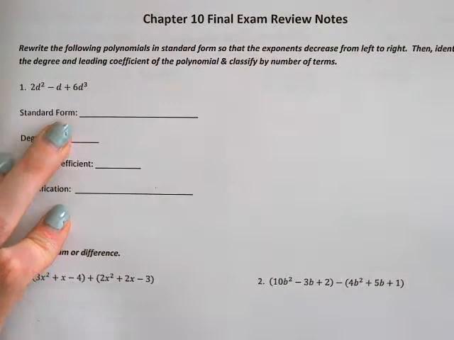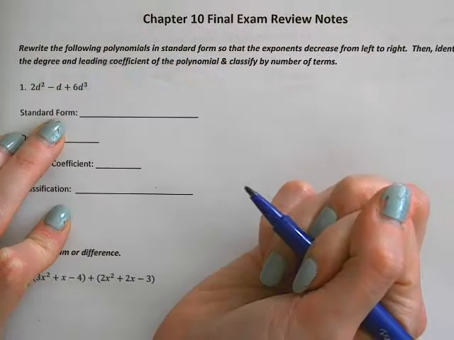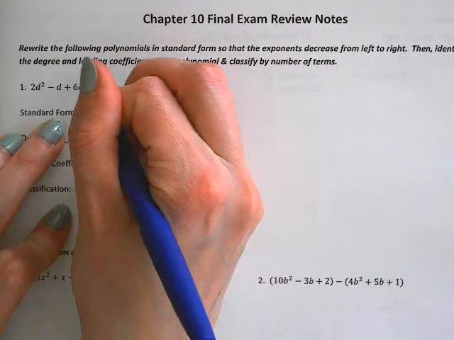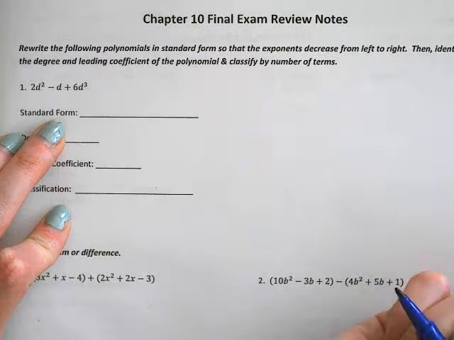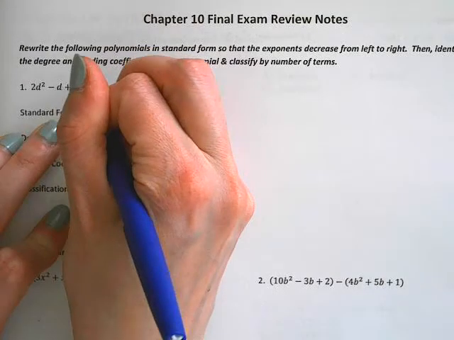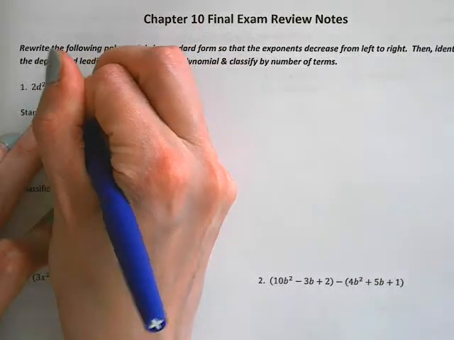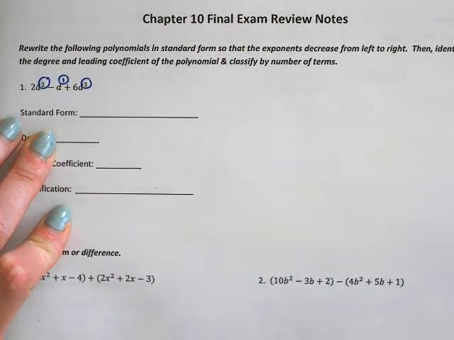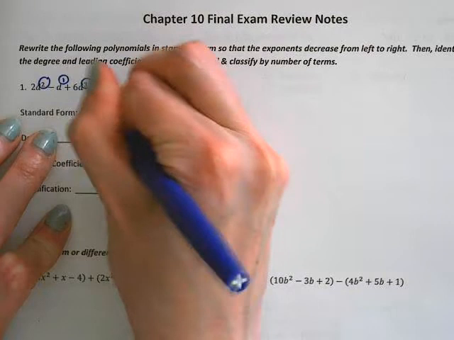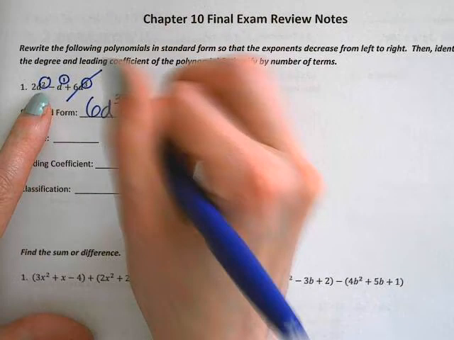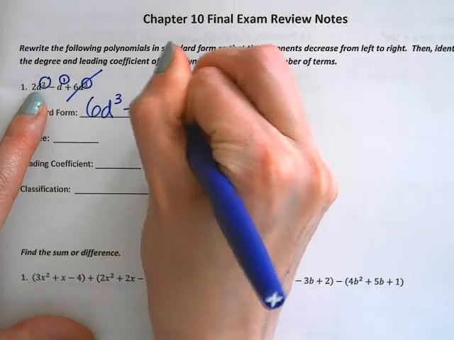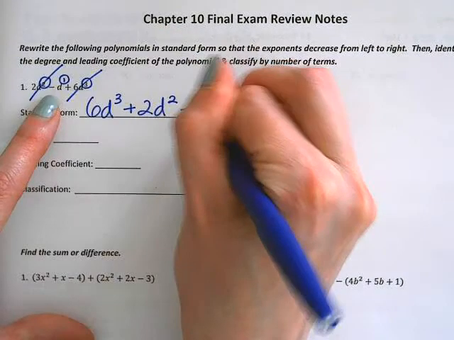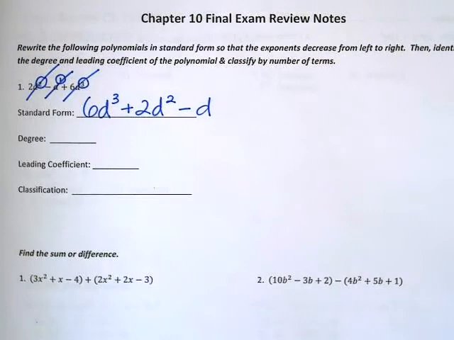So standard form is when you guys rearrange them from highest power down to the lowest power. Okay, so this one has a 3, this one has a 1, and this one has a 2. So we want those terms to go in that order. So the 6d to the third comes first, the 2d squared comes second, and the minus d to the 1 comes last. Okay, so that's standard form.